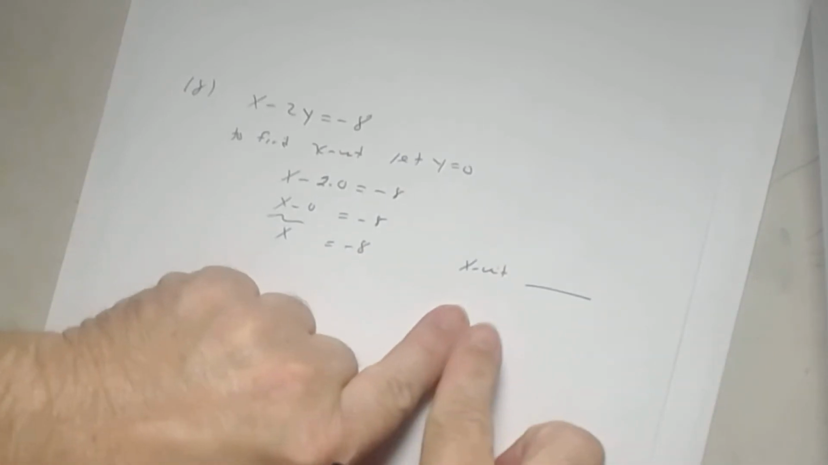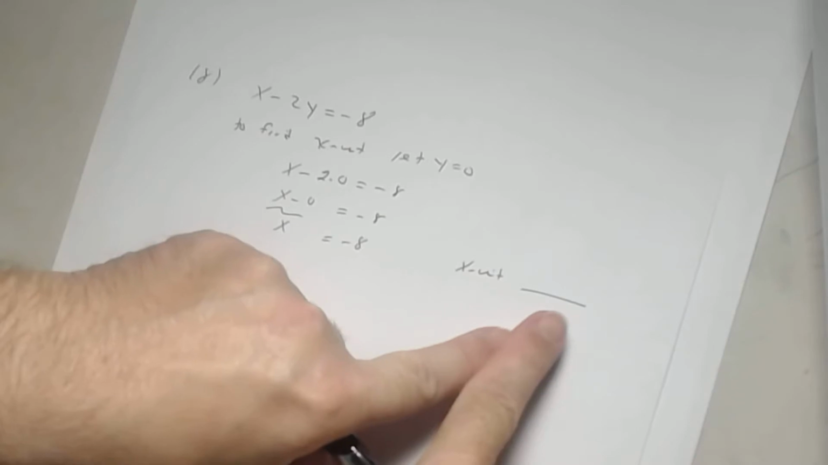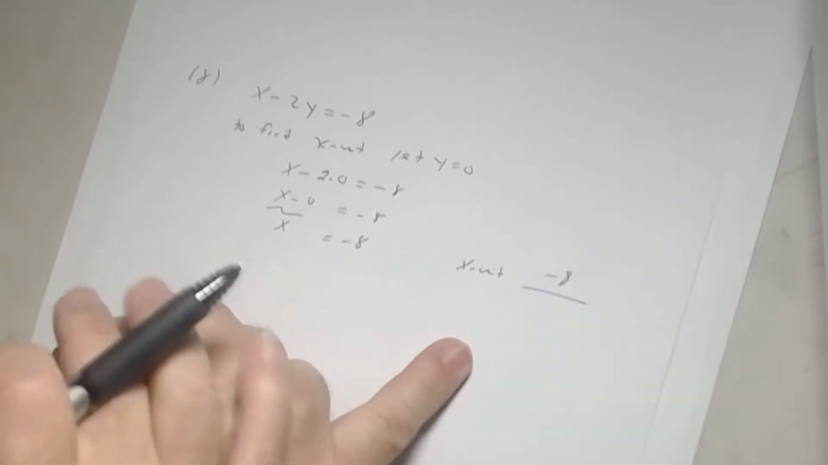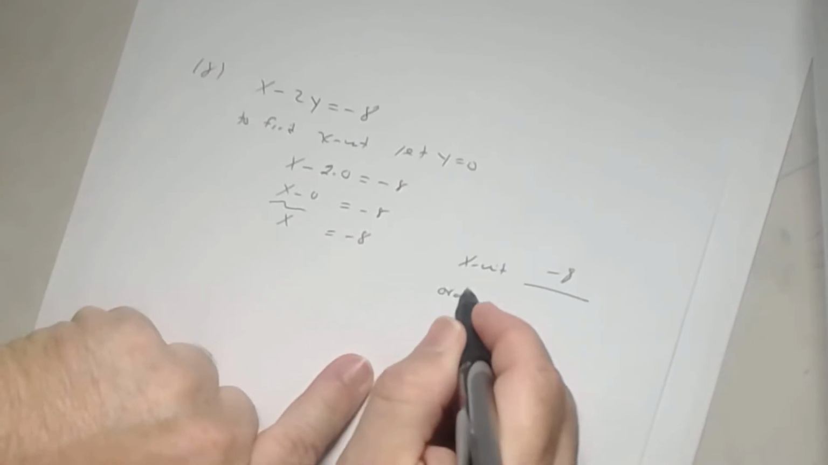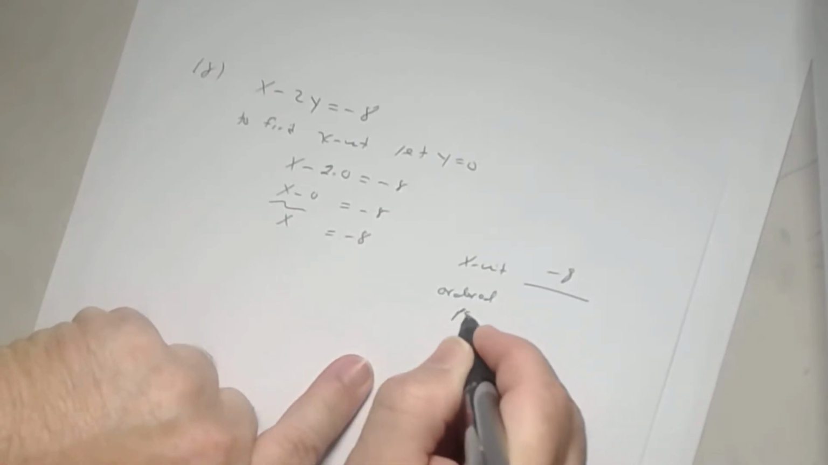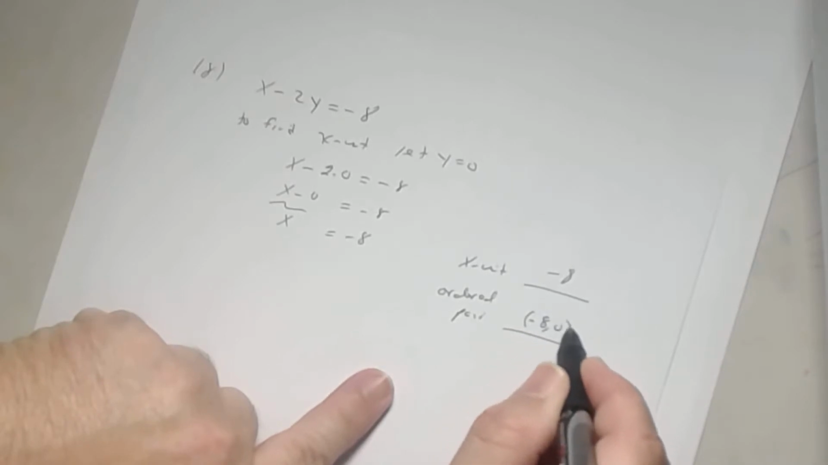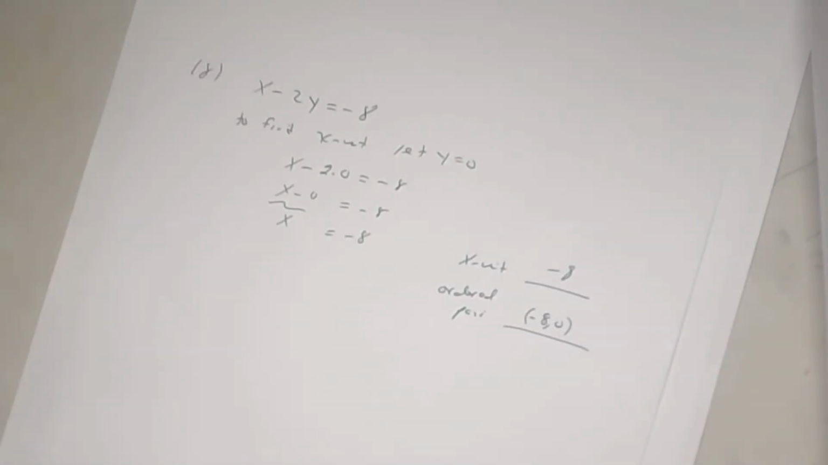So on the blank, if it says x-intercept and it didn't say to use an ordered pair, then just put -8. If it said ordered pair, then you have to say what? -8, 0. -8 comma 0. Okay, so just remember that. All right, so there's the x-intercept.